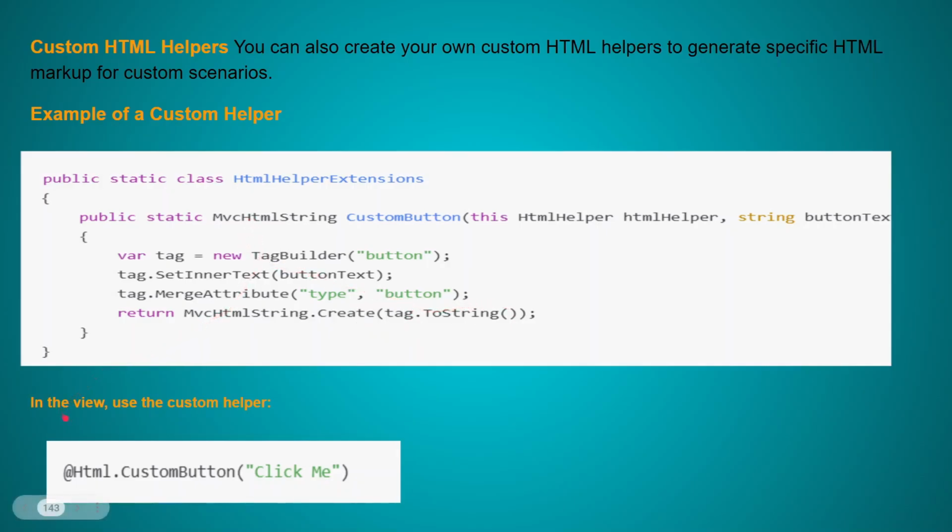We are going to use the custom helper in the view, @Html.CustomButton. This is the method we are using. Click me.